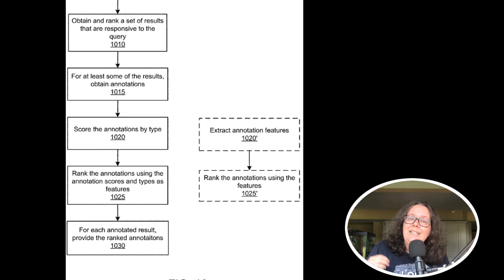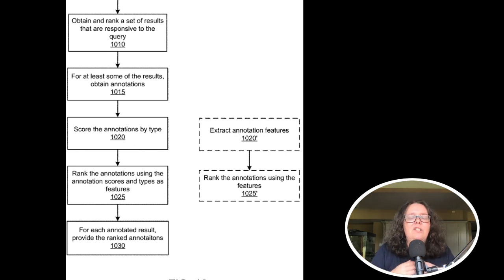And then it says for at least some of the results, obtain annotations. And this is where the patent talks about using n-grams, about looking at the content, about looking at other people's content. It then scores the annotations by their type. So maybe they are pros and cons. They talk about dimensions. One of the examples was if somebody did a search for a long skateboard, then if somebody's using the word long, it's probably important for them to have the dimensions in their decision-making process. Next, they rank the annotations using annotation scores and types as features.